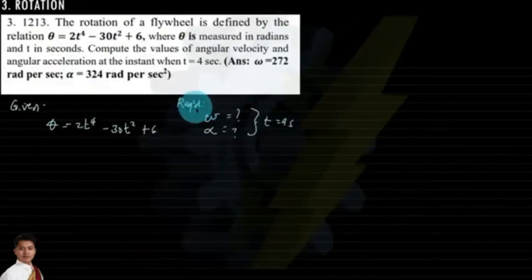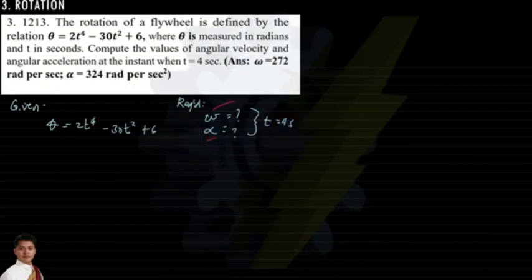So next problem, this is under variable acceleration. We have a given equation, theta is equal to 2t to the fourth minus 30t square plus 6. That is an equation for theta, where theta is measured in radians and t in seconds. Compute the values of angular velocity and angular acceleration at the instant when t is equal to 4 seconds.